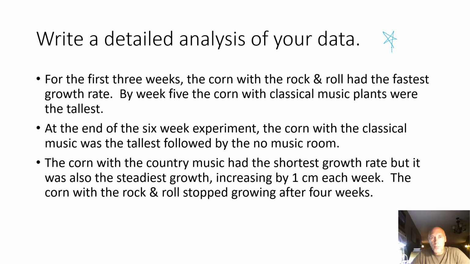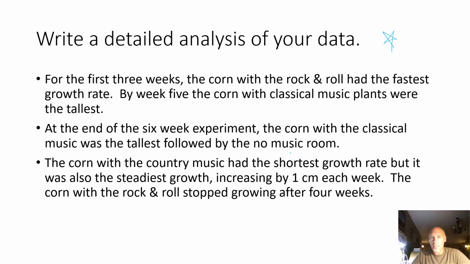So even the analysis I'm giving you probably isn't detailed enough, but it gives you an idea of what I'm looking for. For the first 3 weeks, the corn with the rock and roll had the fastest growth rate. By week 5, the corn with the classical music plants were the tallest. At the end of the 6-week experiment, the corn with the classical music was the tallest, followed by the no music room, or the control room. The corn with the country music had the shortest growth, but it was also the steadiest growth, increasing 1 centimeter each week. The corn with the rock and roll stopped growing after 4 weeks. That's an analysis. It goes into every room and exactly what's going on from beginning to end. It didn't leave anything out. If you just say, oh, the classical music grew the tallest, you left out some really important stuff.